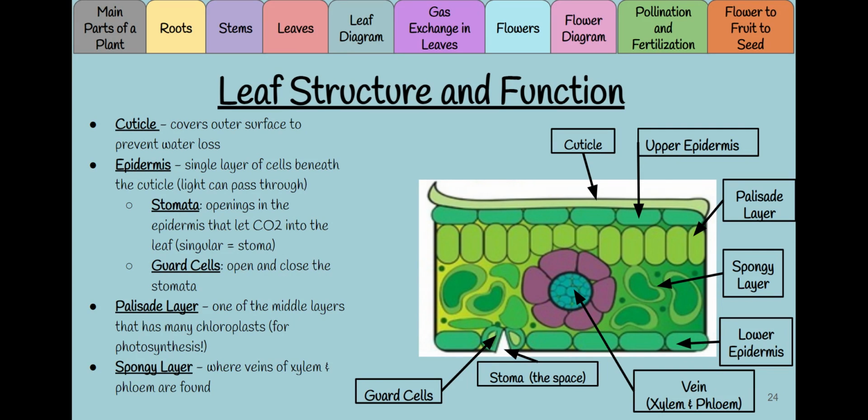And there's the guard cells, which open and close the stomata. There's the palisade layer, one of the middle layers that has many chloroplasts for photosynthesis. And there's a spongy layer where veins of xylem and phloem are found.